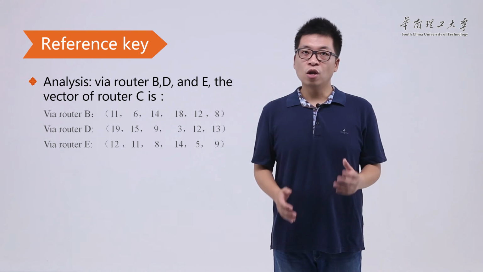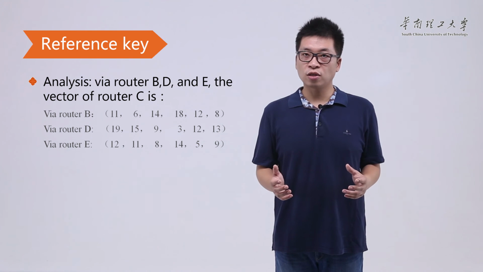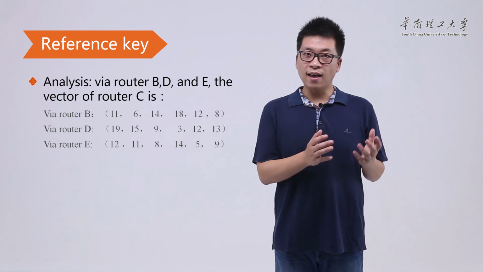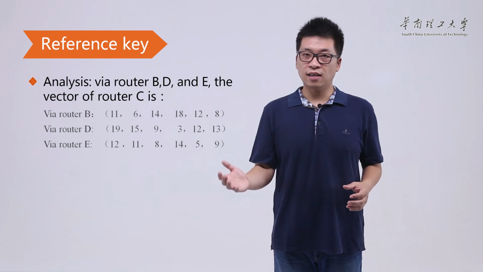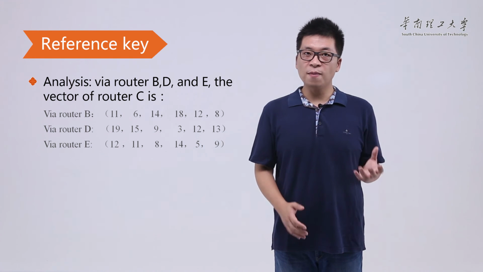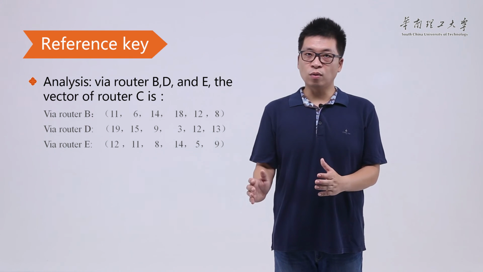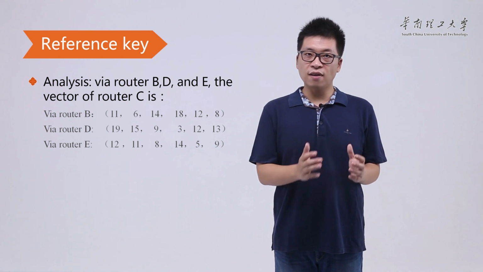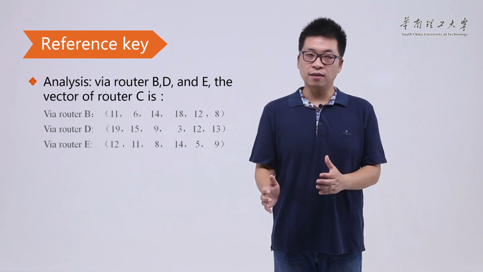As we are looking for the shortest path, we pick B as the next hop and update the distance as 11. We do the same calculation for the other nodes, and then we can easily update the distance vector and the next hop vector.